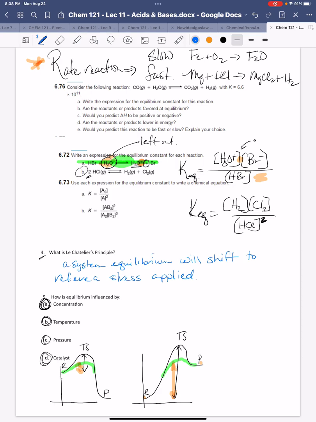So it's all about collisions. So basically we have to think about collisions between the particles, right? It's all about the concentration, the temperature, the pressure, and catalyst. So we're just going to walk through those very quickly. So it turns out that if you increase the concentration, right, it's going to cause the reaction to go faster. And that's going to shift the reaction away from what you're adding.